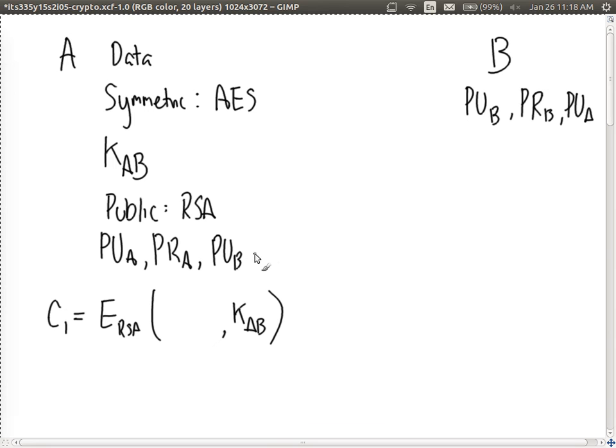What key will we use to encrypt it? To send to B so that no one else can see it, which key should we use here? You've got four to choose from. A has four keys there. Which one is it going to use to encrypt? What do you think? Public key cryptography. For confidentiality, which key do we encrypt with? We encrypt with the public key of the destination, PUB.